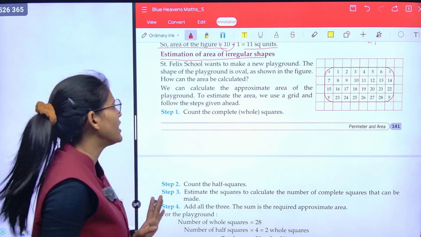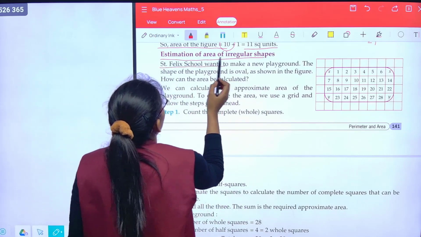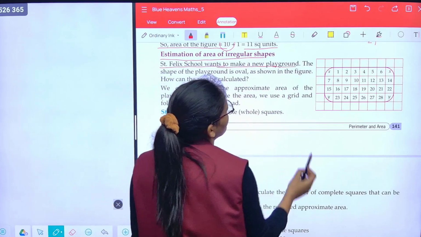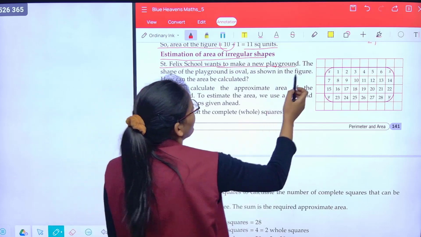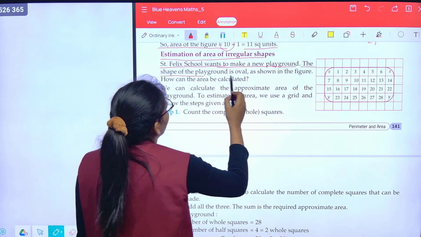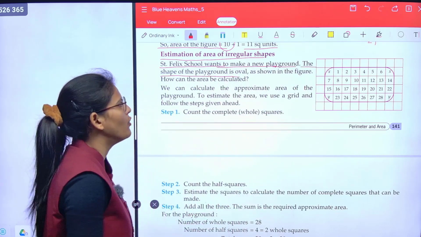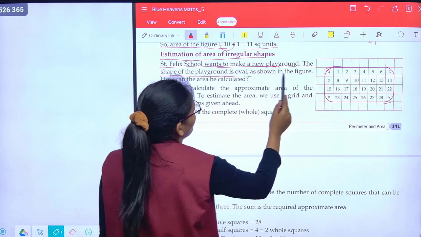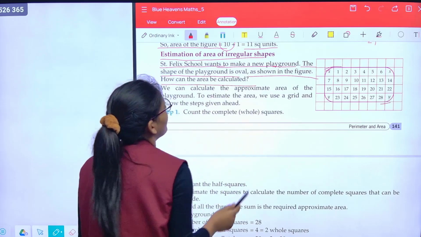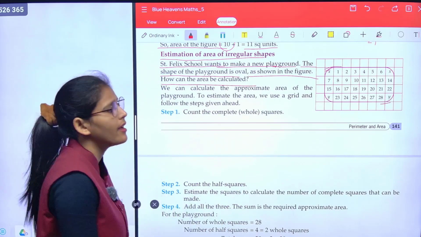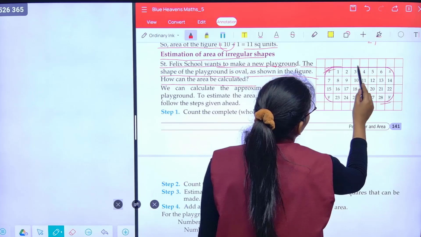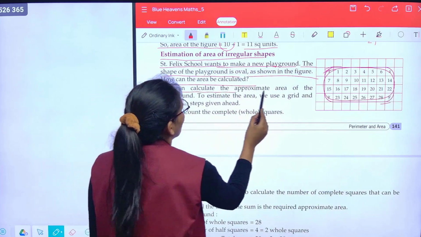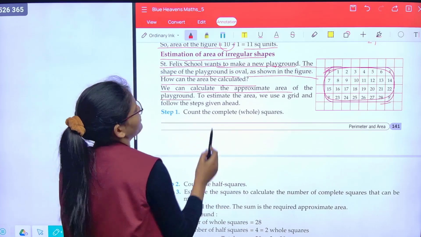Now estimation of area of irregular shape. St. Flake School wants to make a new playground. What do they want to make? They want to make a playground. The shape of the playground is oval, as shown in the figure. How can the area be calculated? Now class, the shape here is an oval shape. Class, see, we can calculate the approximate area of the playground.